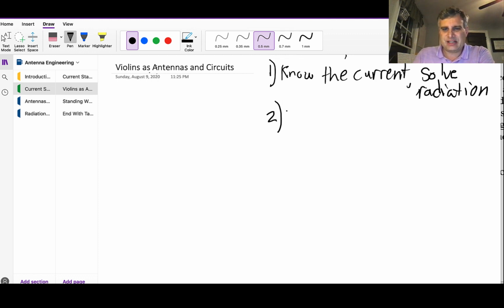In this case, the second case, which we'll get to later in the class, if you don't exactly know what the current is, but you kind of know what the field distribution is in front of the antenna.